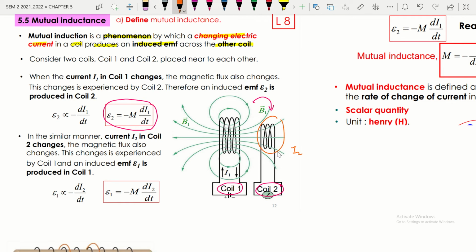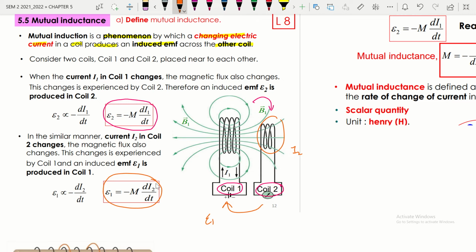So bila dia dah change, dia akan di-experience oleh coil 1. Okay, these changes akan experienced by coil 1, di mana coil 1 pula akan induce EMF. Okay, so that's why we will get the equation EMF at coil 1 equals to negative mutual inductance darab dengan rate of change of current.